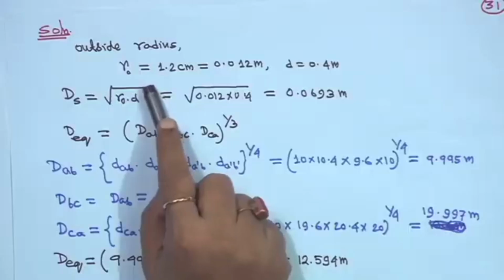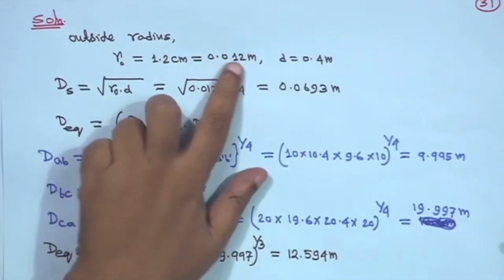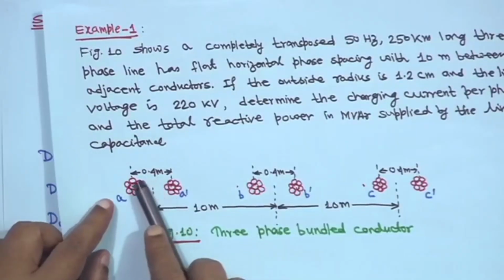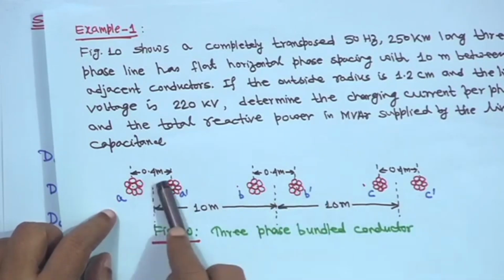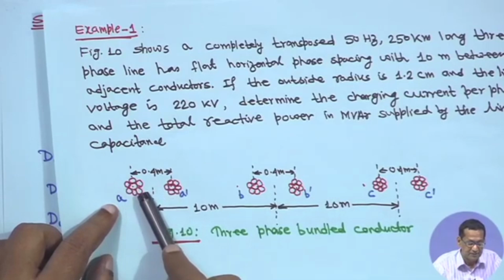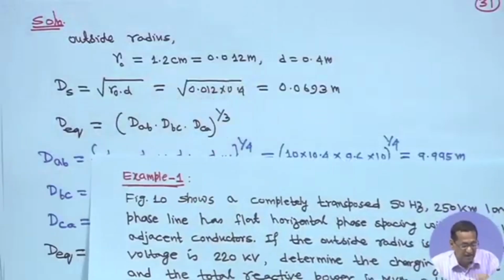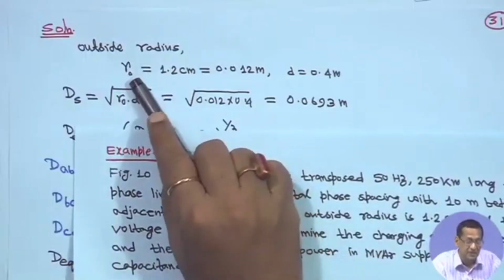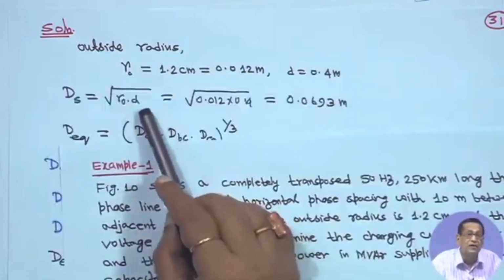First, the outside radius is already given as 1.2 centimeter, so it is 0.012 meter. And d is given, d is equal to 0.4 meter between A and A dash, or B and B dash, or C and C dash. Outside radius means you need not do anything else, so directly it is 0.012 meter, and now you have to find out Ds. Outside radius we are taking as r0.